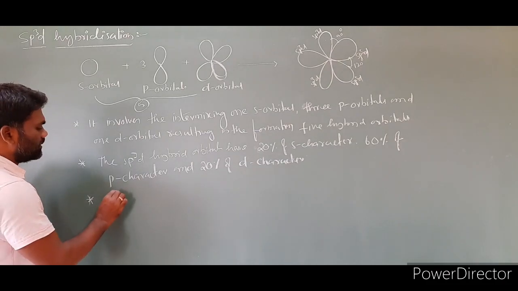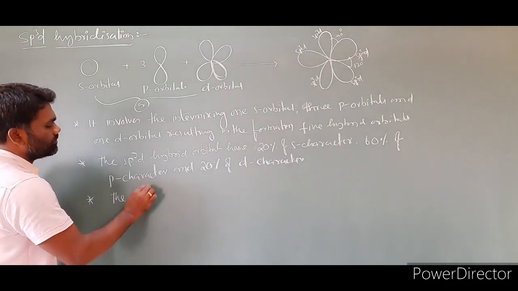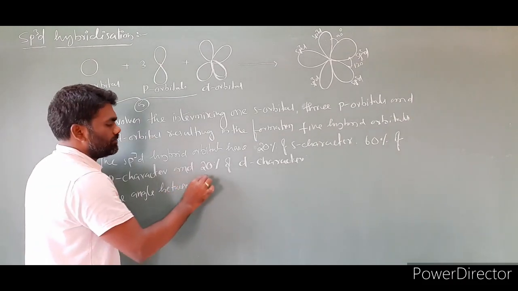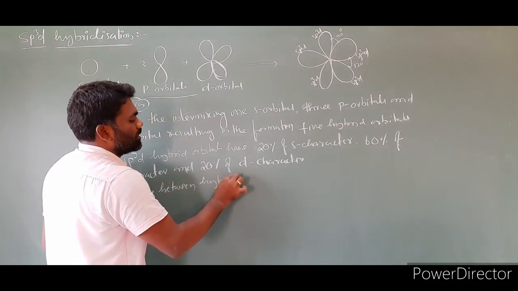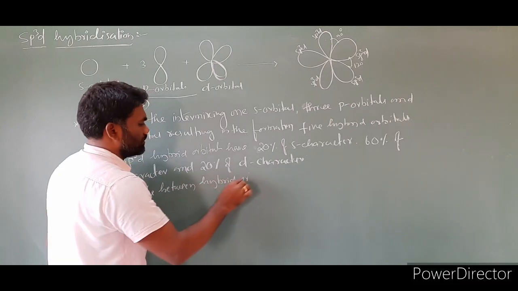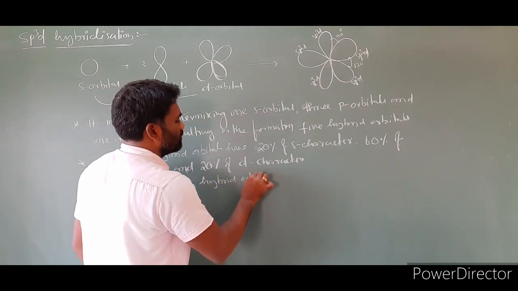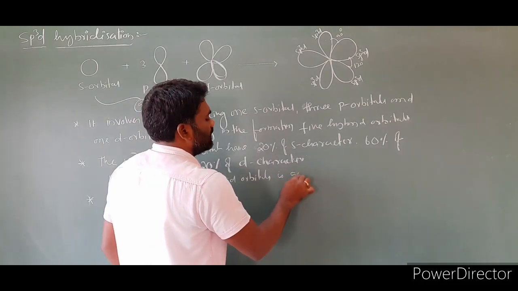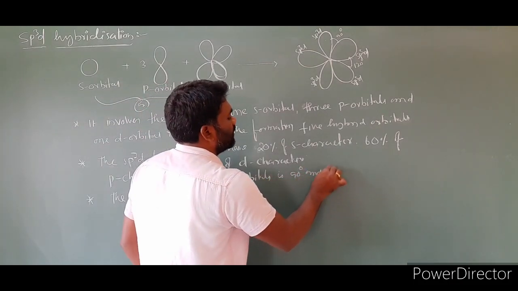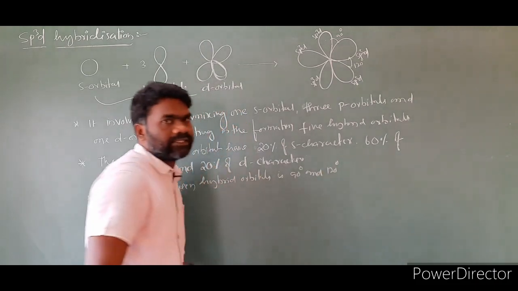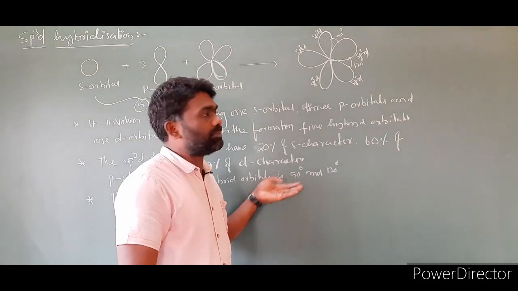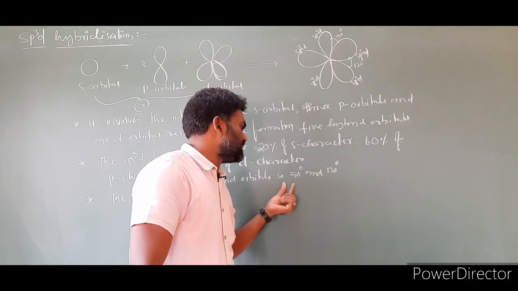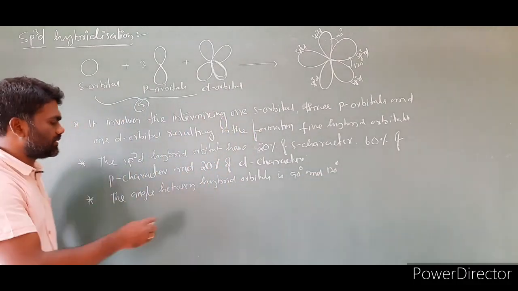Write the same sentence. The angle between hybrid orbitals is 90 degrees and 120 degrees. Some orbitals have 90 degrees, some may have 120 degrees. This is the third point.